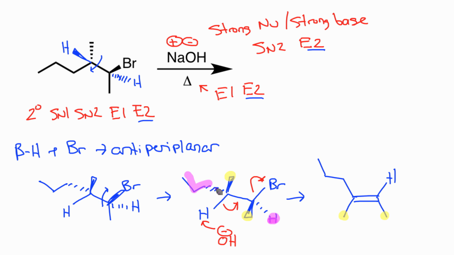But since that propyl and hydrogen were both pointed back, they end up on the same side of the double bond. So this is my E2 product, and it is a result of Zaitsev elimination because I got the most substituted double bond possible.